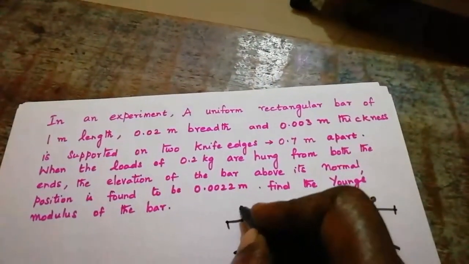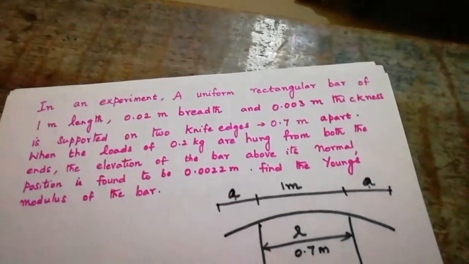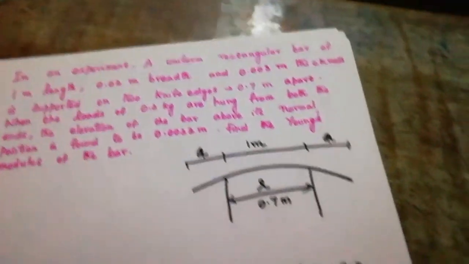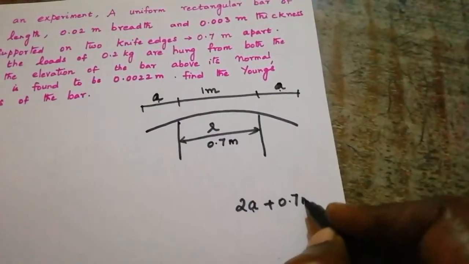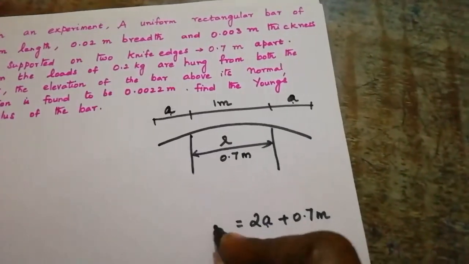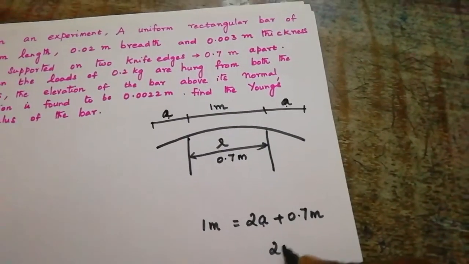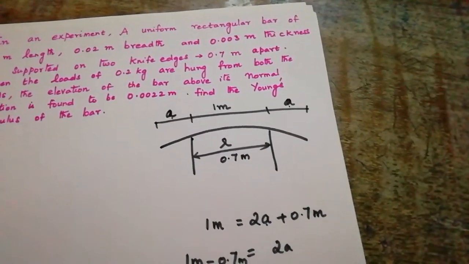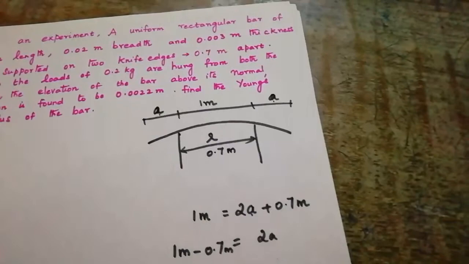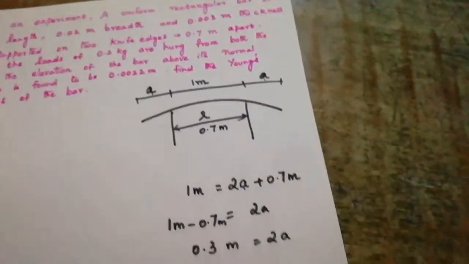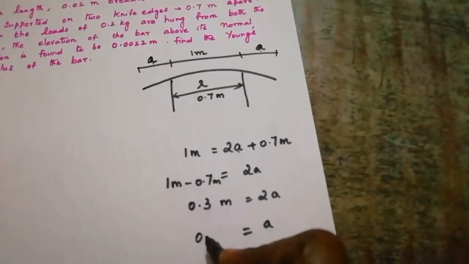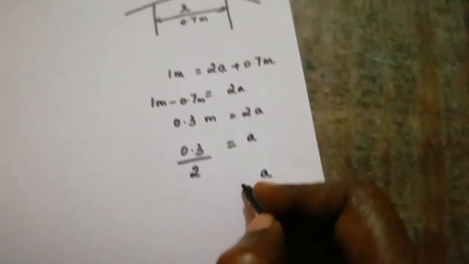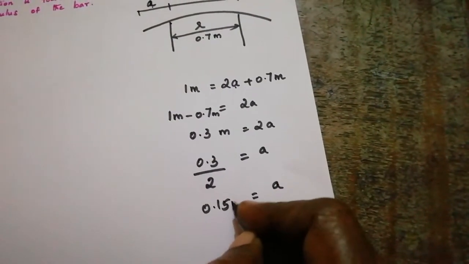So I'm taking this as a and a. So 2a plus 0.7 meter is equal to 1 meter. For 2a is equal to 1 meter minus 0.7 meter, I'll get 0.3 meter. Therefore, a is equal to 0.3 by 2. I'll get a as 0.15 meters.